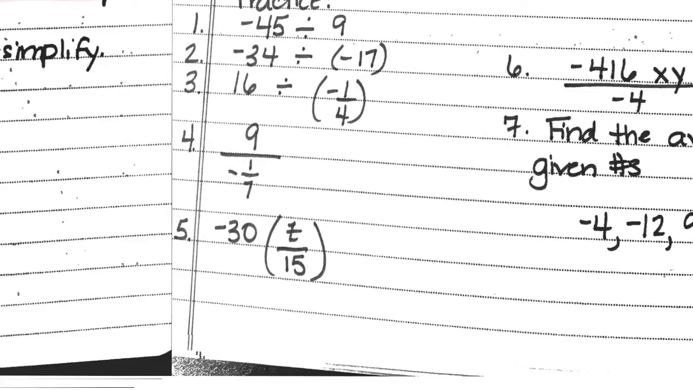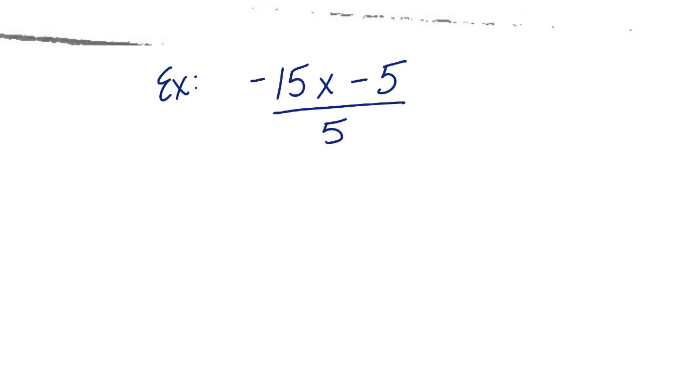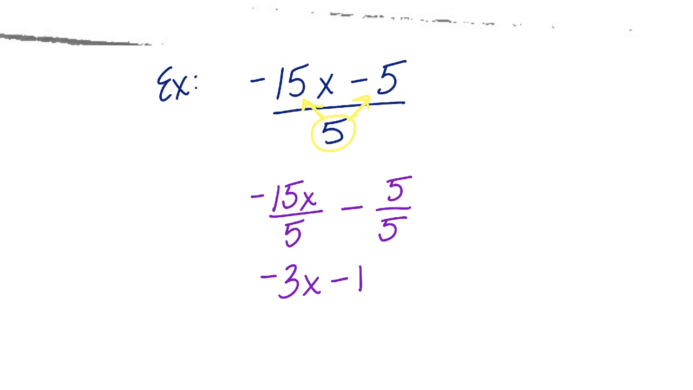I want to look at one of those. Doesn't even look like I had one, so I will go ahead and write one here as an example. If I have negative 15x minus 5 all over 5, remember this 5 has to go into here and into here. A lot of you guys like to split it up. Negative 15x over 5 minus 5 over 5. And the answer would be negative 3x minus 1.